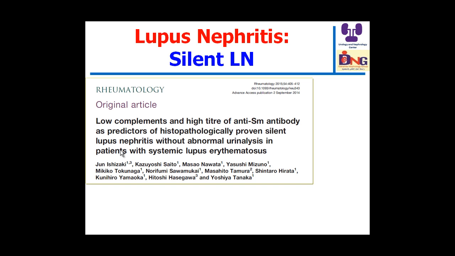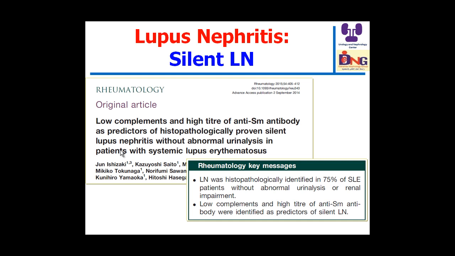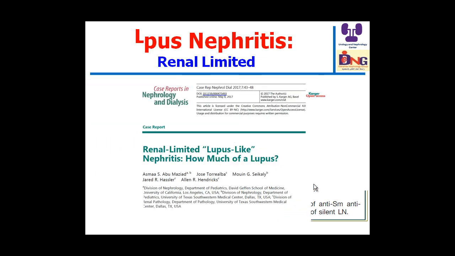Another interesting point is silent lupus nephritis. This means clinically no active disease, but the biopsy shows active pathology. So the other name is nephritic-free nephritis, and we can find this in the pathology. Lupus nephritis was histopathologically identified in 75% of systemic lupus erythematosus patients without abnormal urine analysis or renal impairment. Low complements and high titer of antibodies were identified as predictors of silent lupus nephritis.